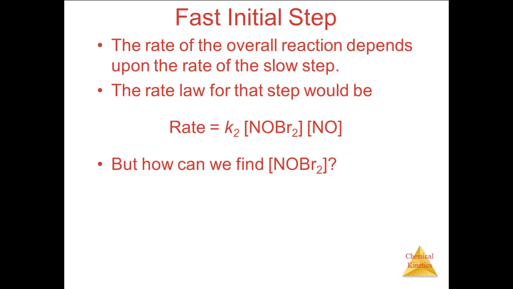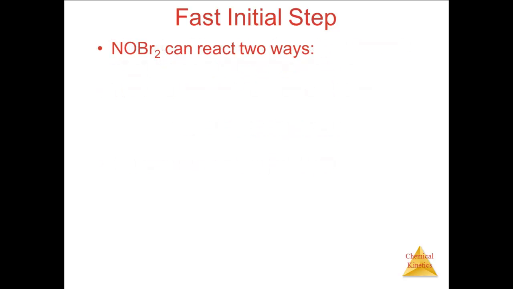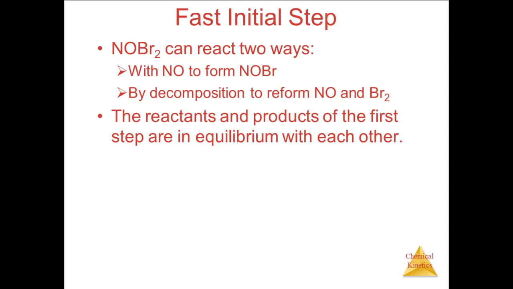But NOBr2 is an intermediate. How can we know its concentration? The NOBr2 can react in two ways. It can react with NO to form NOBr, that is step 2 of the mechanism. Or it can decompose into NO and Br2, that is the reverse reaction in step 1. The reactants and products in step 1 are in equilibrium with each other, so the rate of the forward reaction is equal to the rate of the reverse reaction.